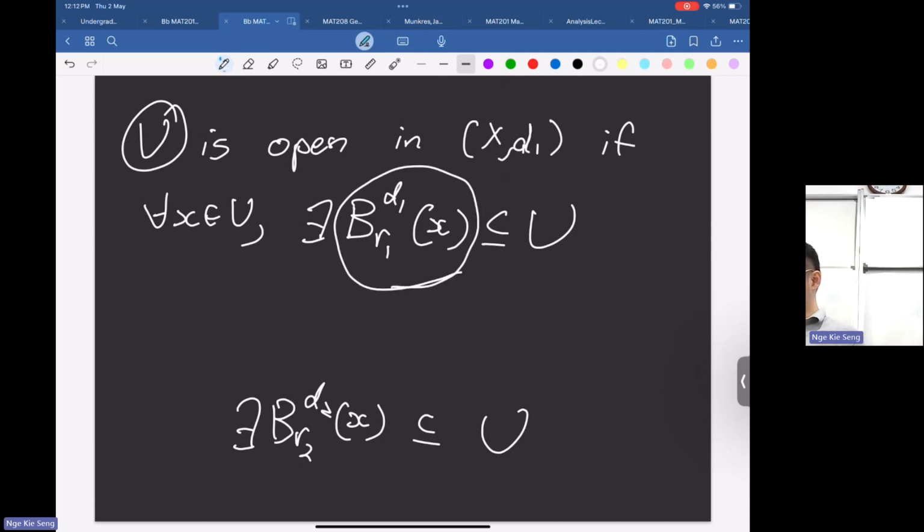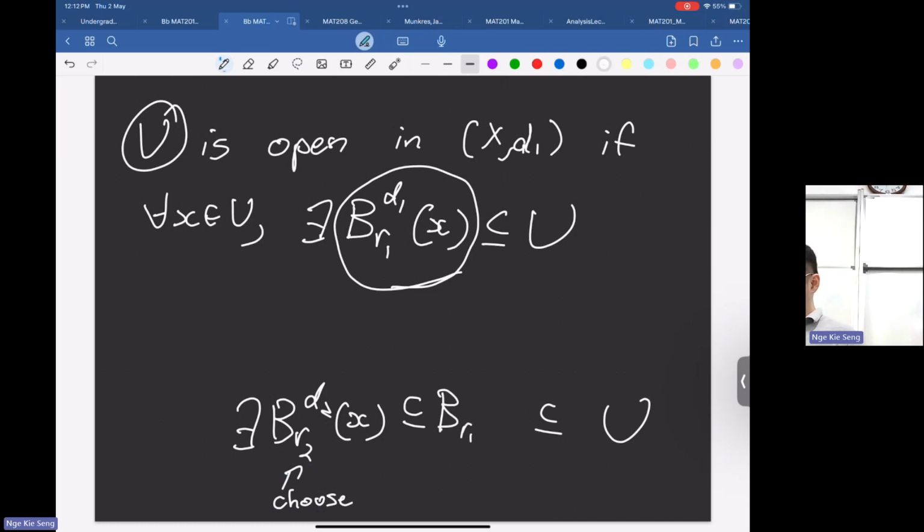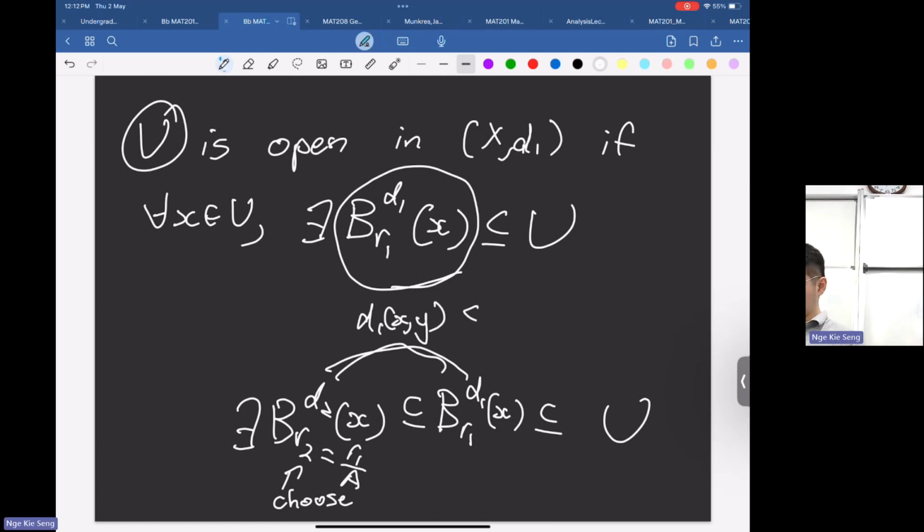You know that this point is in U, so you need to choose R2 such that this ball is in B_R1(x) in D1, and B_R1 is contained in U. That is one direction, and then the other way. You can try R2 as R1 over A, and then you can make sure all these points are within range. Because these two distances are related by d1(x, x1) less than or equal to A d2(x, x1).